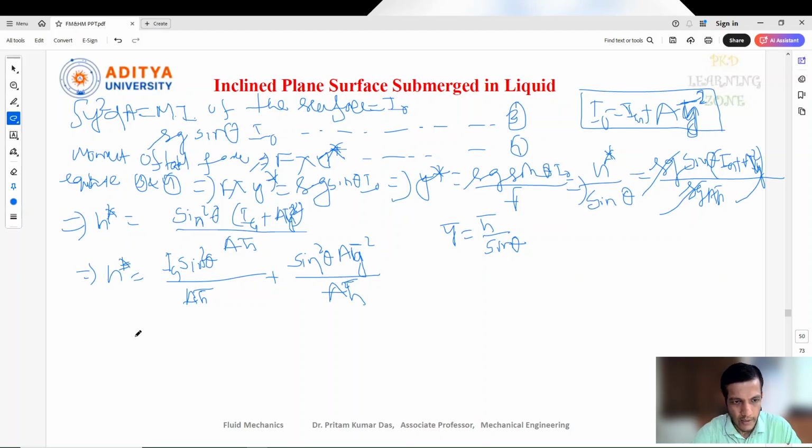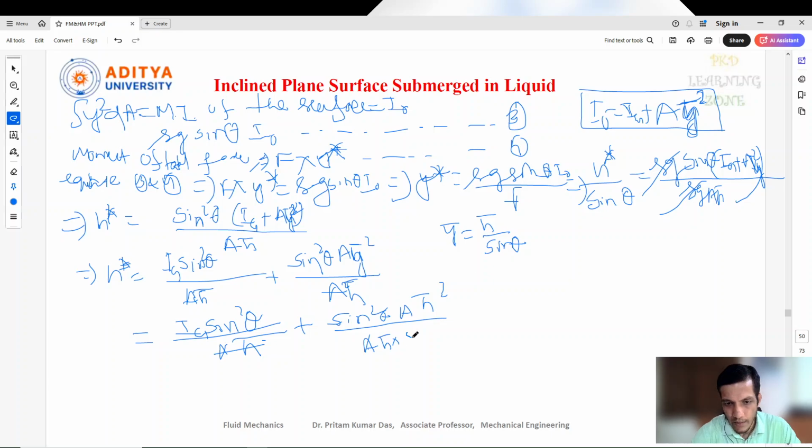Now again one more line to write. So we got one thing, Ig sine square theta divided by A h bar plus sine square theta, A y bar square, with y bar equal to h bar by sine theta, so A h bar square divided by A h bar into sine square theta into sine square theta. Now this sine square theta cancels, A cancels, and one h bar will be gone, only one h bar is there.